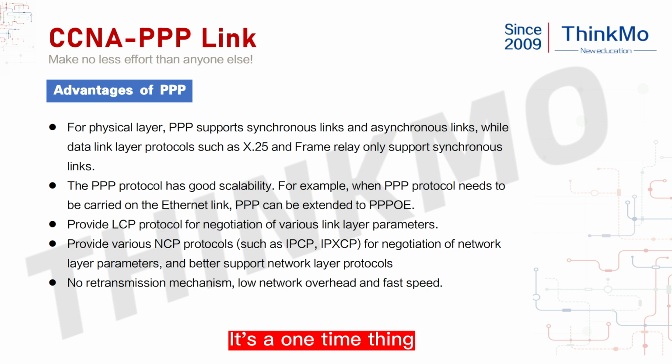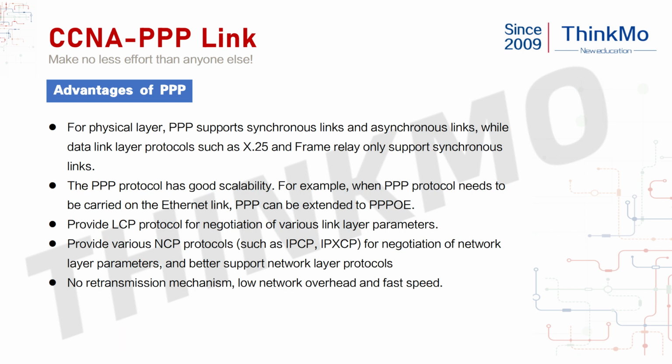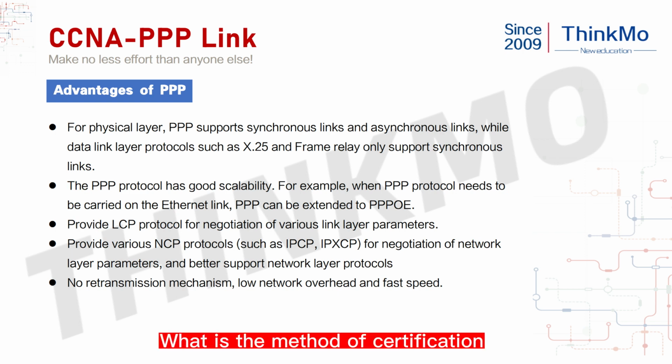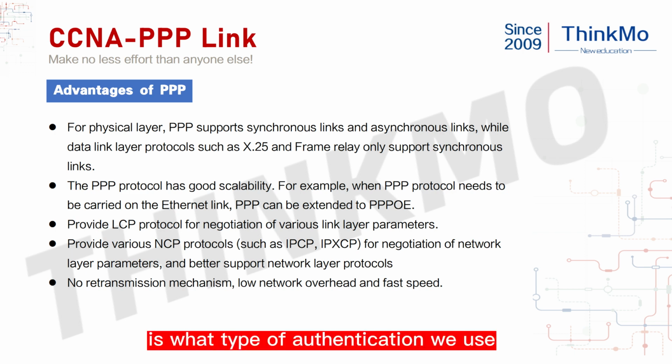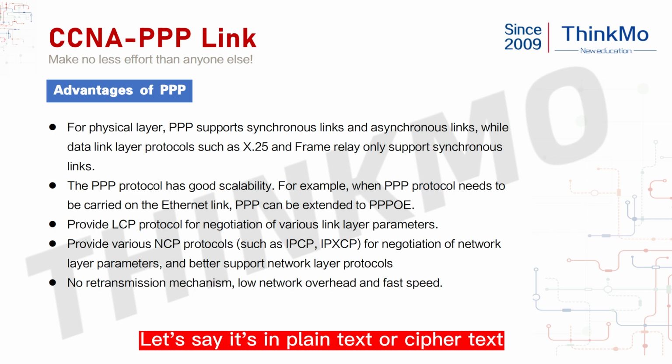It's how much data can be sent at one time. Let's say I send 100 at once, but you can only receive 12 at a time. You can't take it like that. That's what we're talking about: negotiating the maximum receiving unit, MRU. The second parameter is the authentication method. What type of authentication do we use? Let's say plain text or ciphertext.